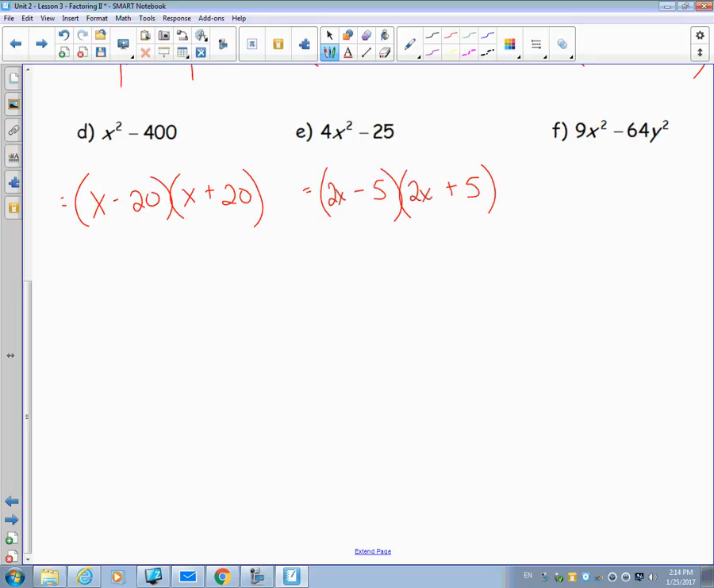And try the third one, or sixth one, I guess. Two terms, minus sign in the middle. Square root. Square root. Square root of 64y squared would be 8y. One plus, one minus. Done.